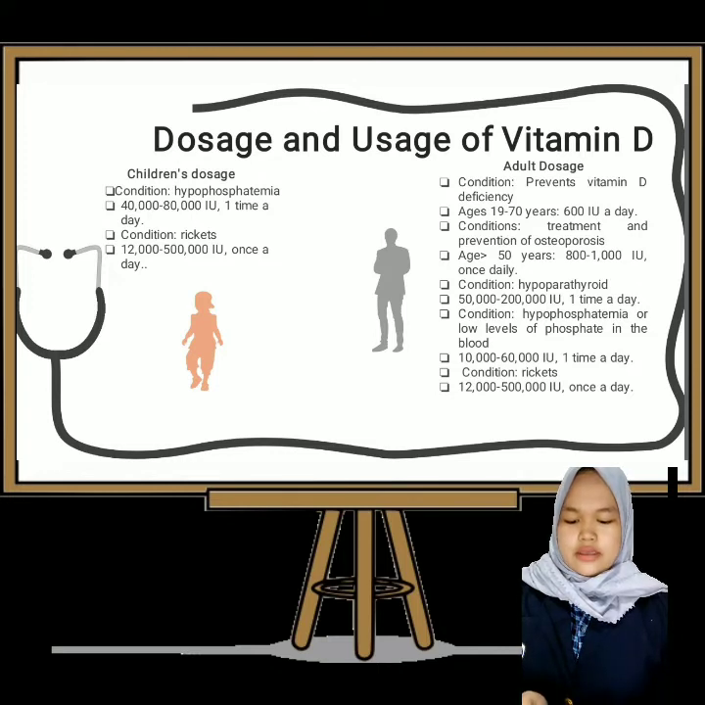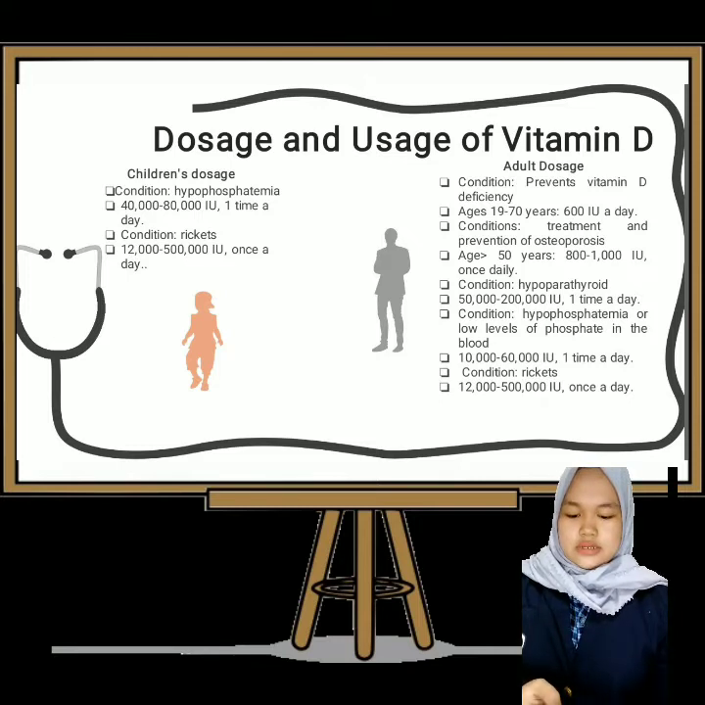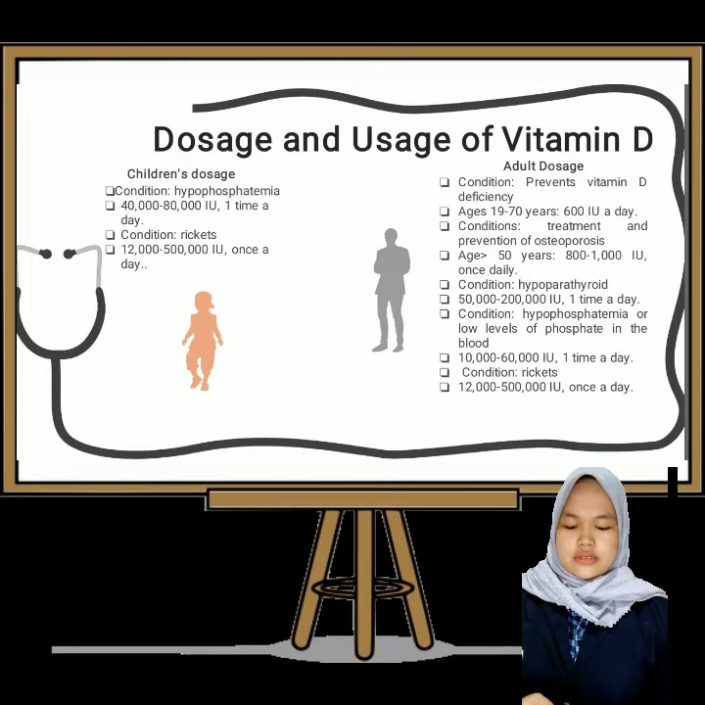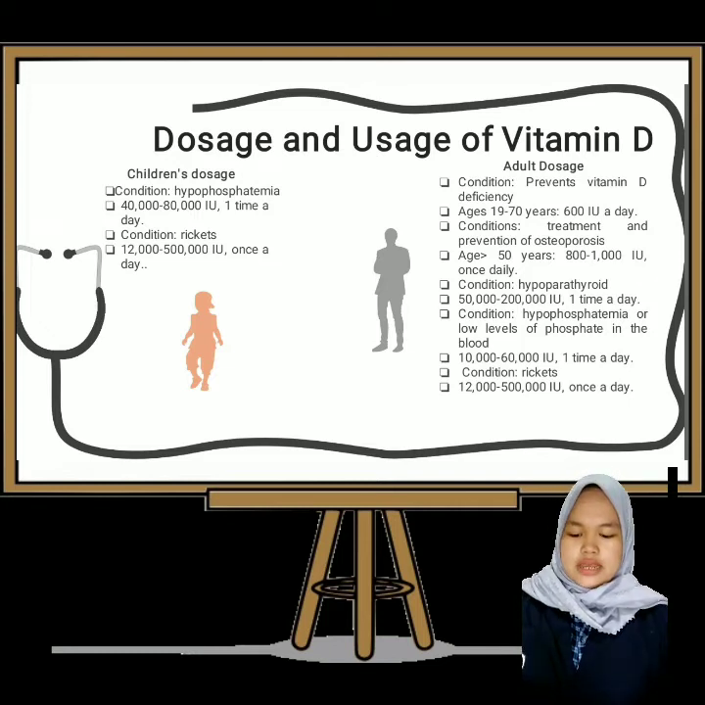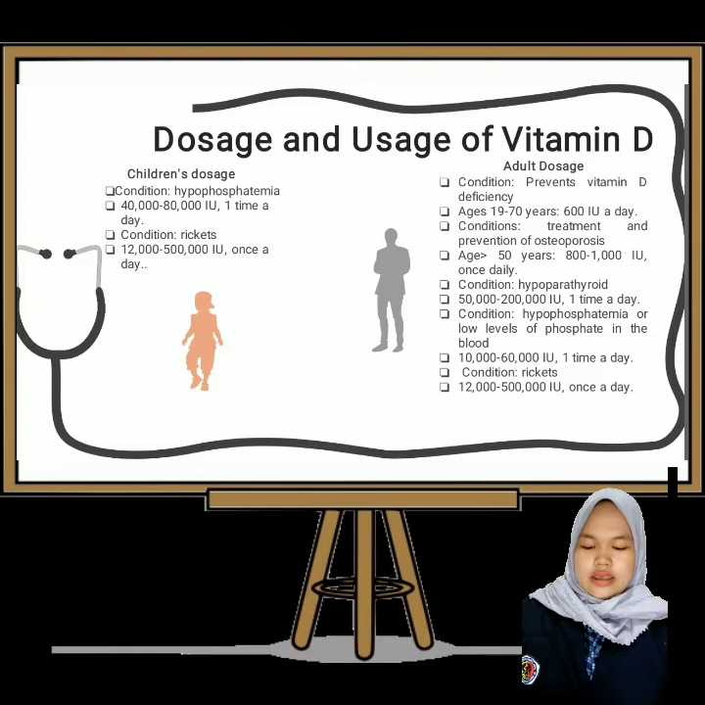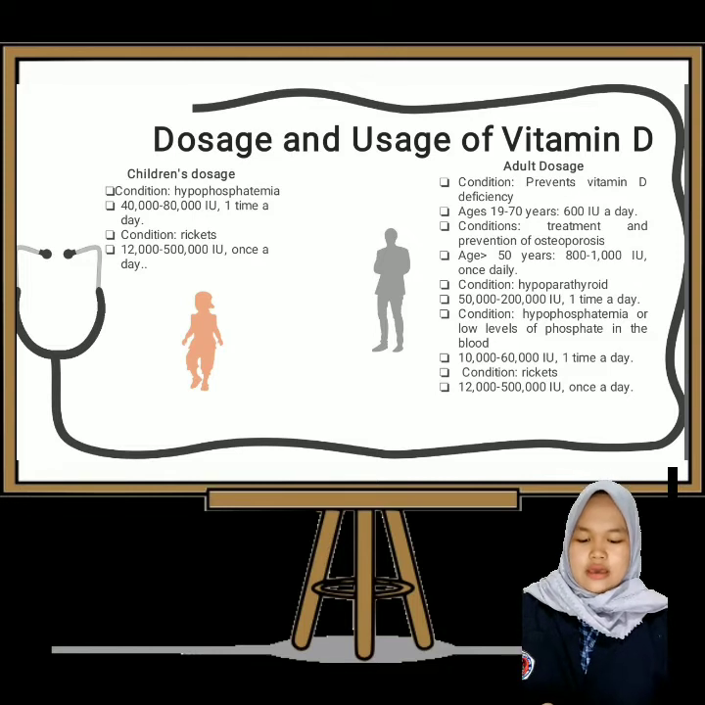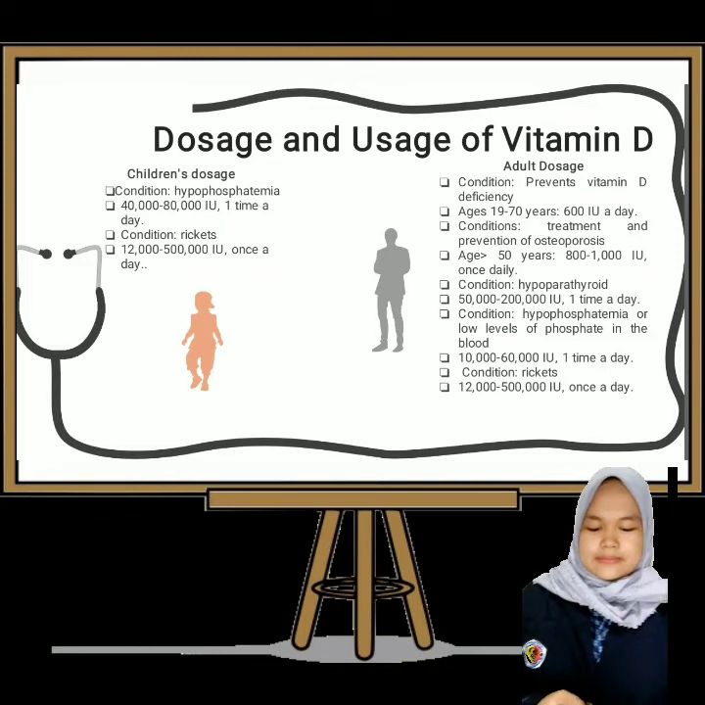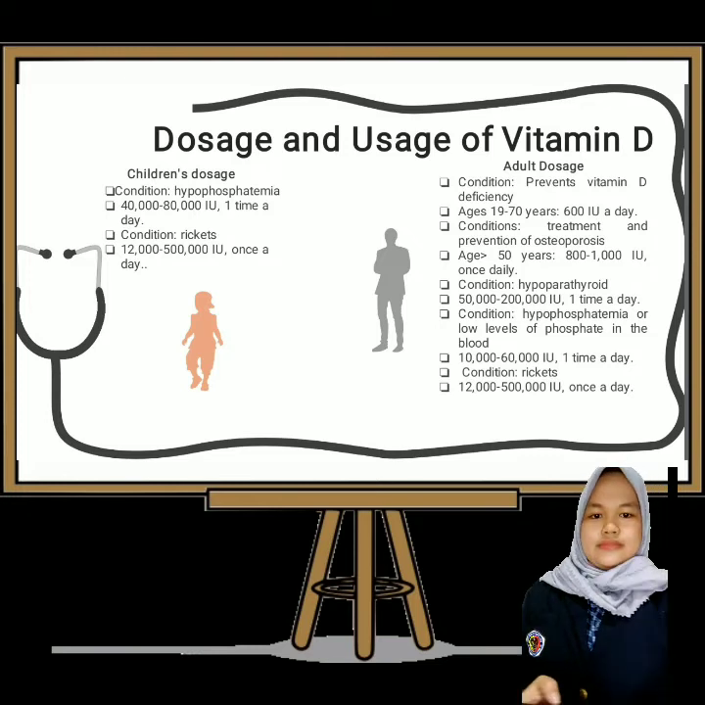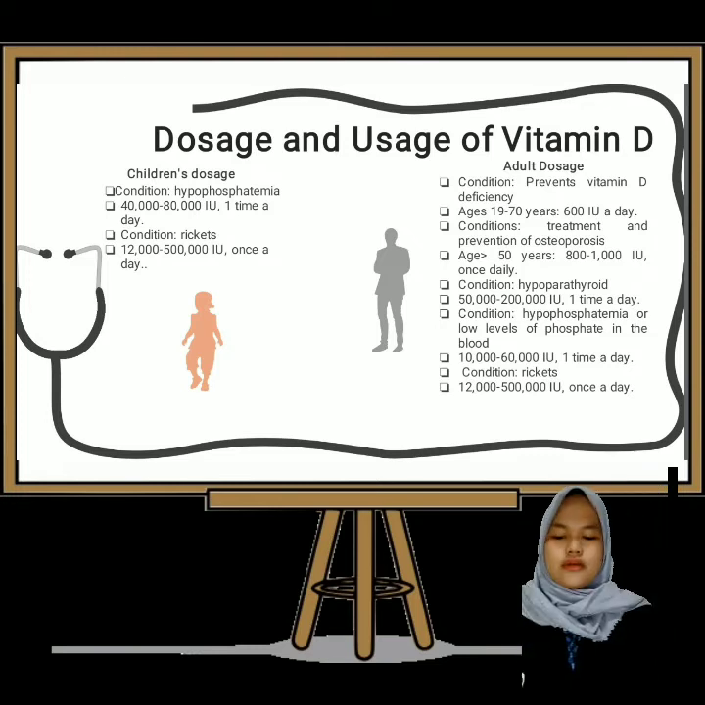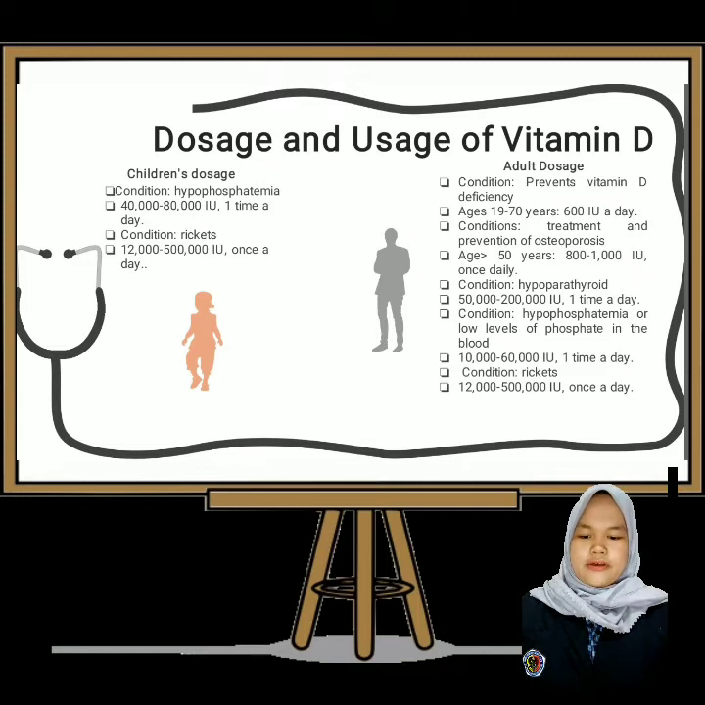Condition: hypothyroid, 50,000 to 200,000 IU, once a day. Condition: hyperphosphatemia, or high levels of phosphate in the blood. Condition: hypoparathyroid, 50,000 to 200,000 IU, once a day.